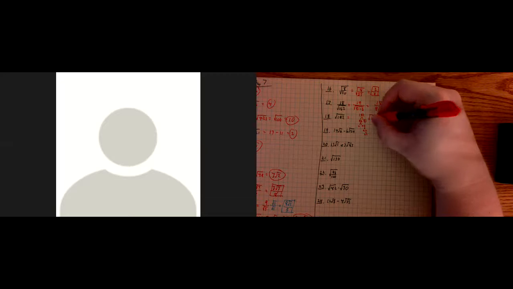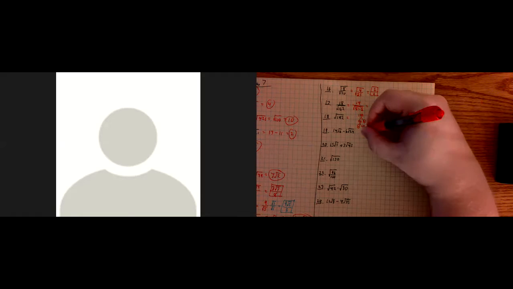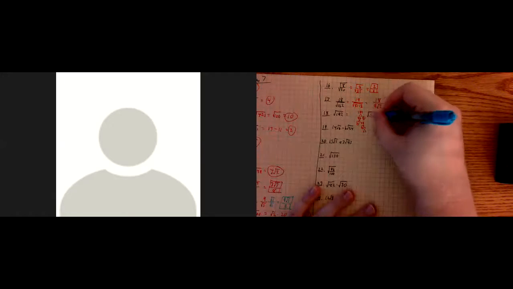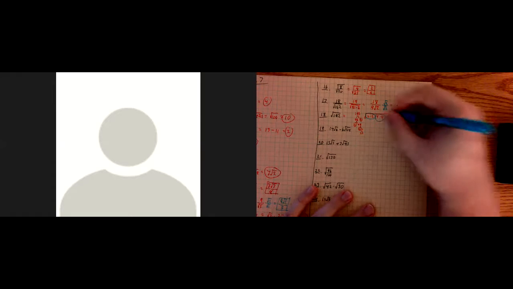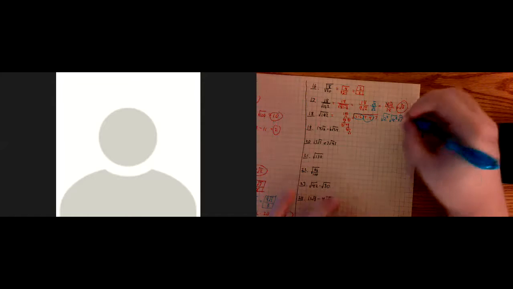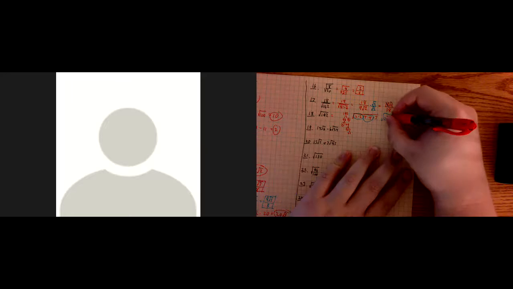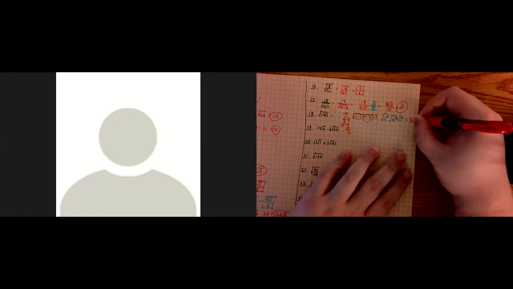We got a 2, we got a 2, we got a 4, we got a 4, and we got a 3. We got a pair of 2s, that means we have 2 squared. We got a pair of 4s, that means we have 4 squared. And we get a 3. Square and square root will cancel, leaving me 2 and 4, which is 8, square root of 3. Ooh, that was fun.